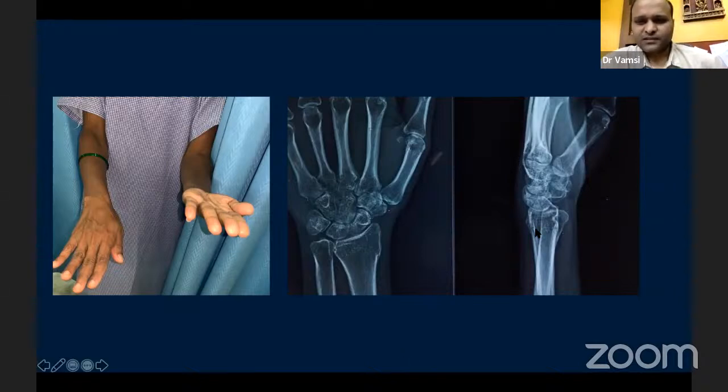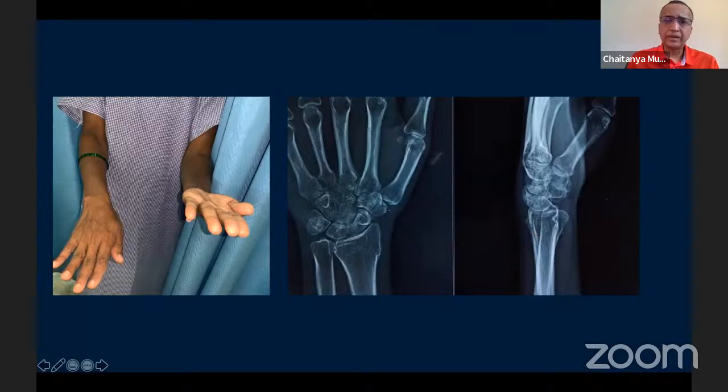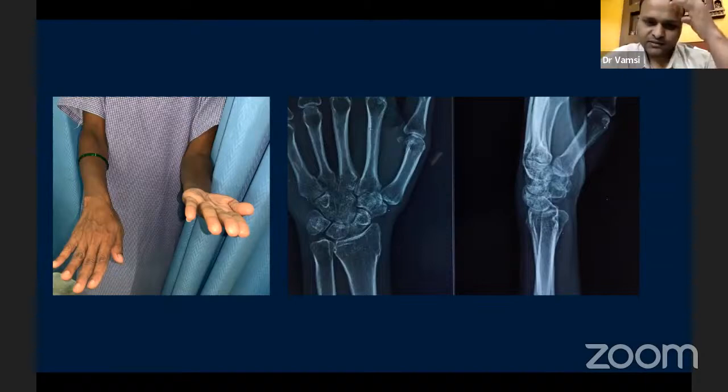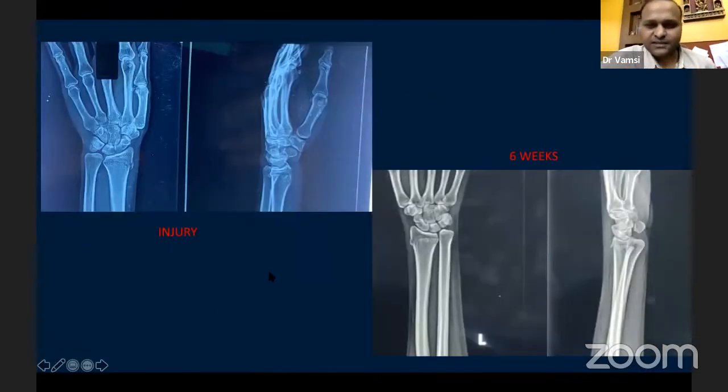So clearly, she has dislocated her DRUJ. And my concern is this has been described, if I'm not mistaken, by Bain and Bianchi. I'll come to the next image, and then you let me know. What happened? I got her previous X-rays. I traced it.